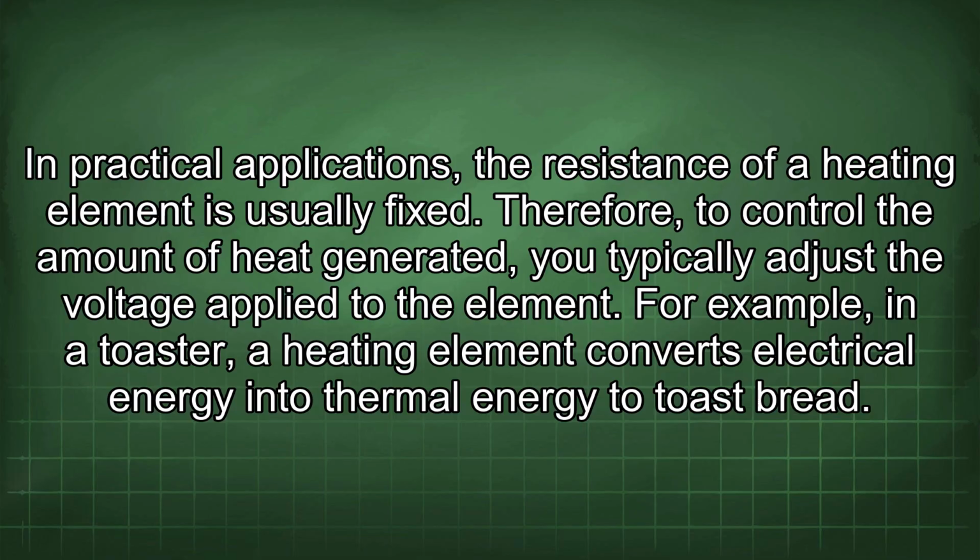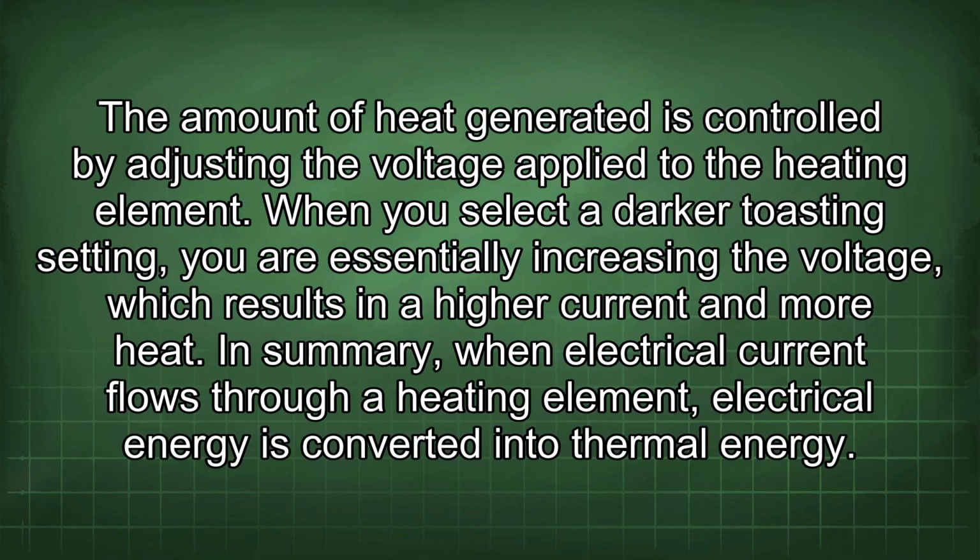For example, in a toaster, a heating element converts electrical energy into thermal energy to toast bread. The amount of heat generated is controlled by adjusting the voltage applied to the heating element. When you select a darker toasting setting, you are essentially increasing the voltage, which results in a higher current and more heat. In summary, when electrical current flows through a heating element, electrical energy is converted into thermal energy.